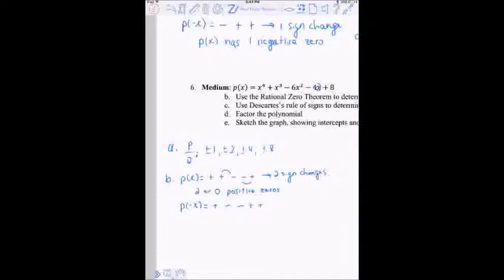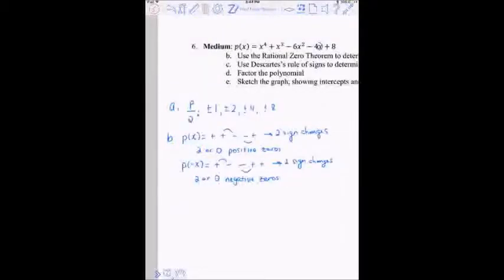So I've got a sign change there from positive to negative, and then a sign change here from negative to positive. So two sign changes. And since we were testing P of negative x, we're talking about negative zeros. So two sign changes there means 2 or 0 negative zeros.